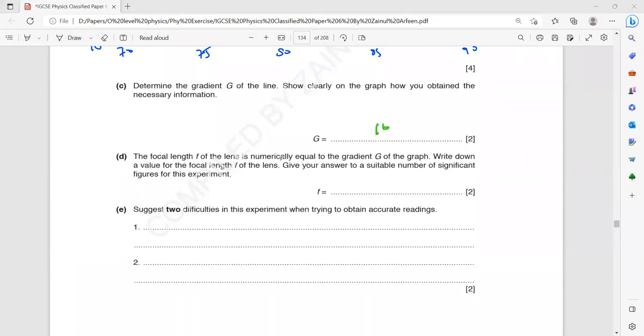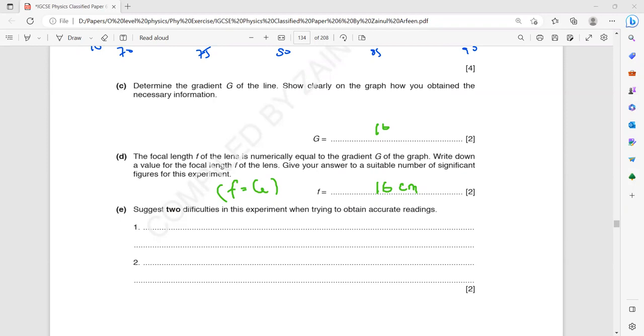The next one, they are saying the focal length is numerically equal to the gradient. So the value of the focal length and gradient are equal. If the gradient was 16, the focal length will also be 16. But because it should have a unit, what is the unit of length? The SI unit is meter, but focal length, object distance and image distance are usually in centimeter. So this will be in centimeter.